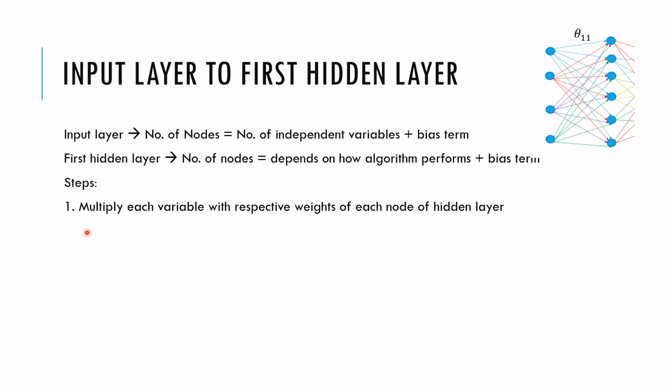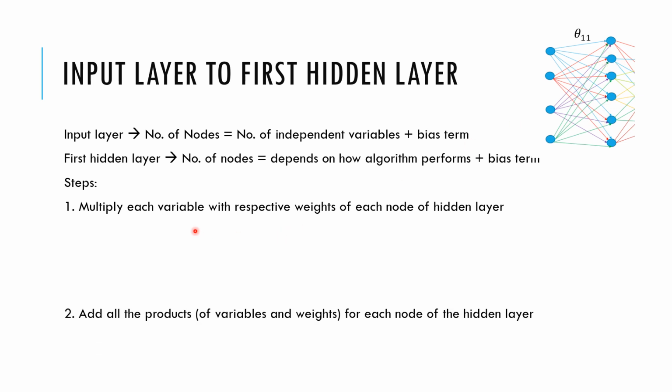So what are the steps? First, we multiply each variable with the respective weights of each node of the hidden layer. What that means is that this independent variable is connected to this node, and there is a corresponding weight for this node. We take the value of this independent variable and multiply it with this weight. And we do it for every node in the next layer, and for each node of the input layer, for all the nodes of the next layer.